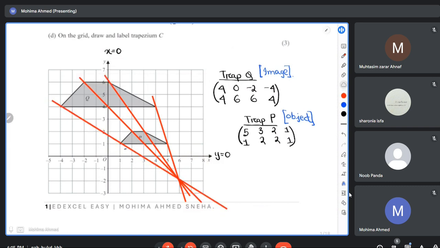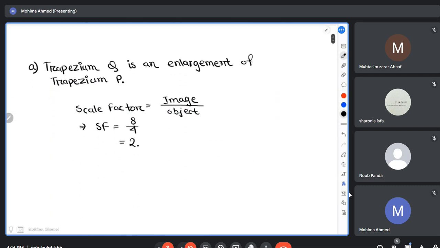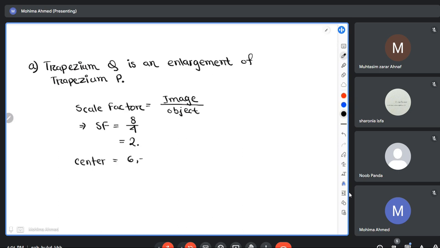Yeah, everything is coming in contact. 1 minute. Everything is actually intersecting at this point, which is 6 minus 2. In that case, there is an enlargement of scale factor 2 and with center 6 minus 2. Right? So at the end, we're going to write that it's an enlargement, scale factor 2, center was 6 minus 2. Is this clear?